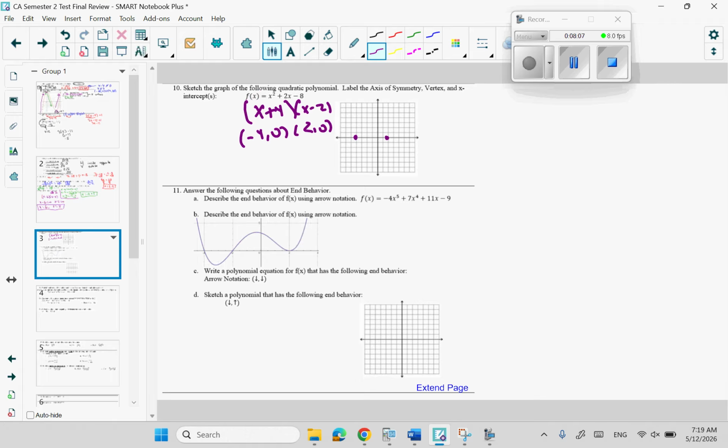Okay. I need to label the vertex. So I would find the vertex. Easy way to find the vertex if you have both of these, it's always in the middle for x coordinates. So if I do negative 4 plus 2 divided by 2, we get the coordinate negative 1. So that's the x value of the vertex. So I can plug that into my equation, negative 1 squared plus 2 times negative 1 minus 8 gives me negative 9. So my vertex has to be negative 1, negative 9.